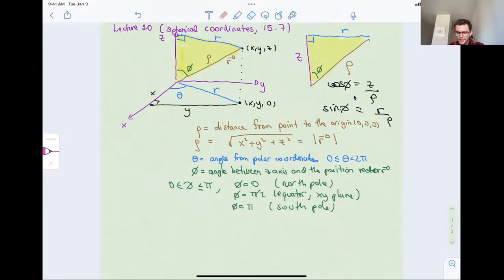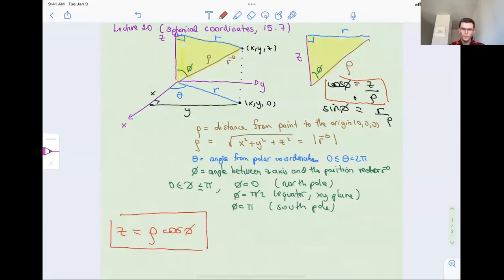For example, if you look at the first equation, it says that z equals rho cosine of phi. Does that make sense? So we're just changing x, y, and z into these new variables. Yes, I'm just showing you how you would rewrite x, y, and z in terms of rho, theta, and phi.